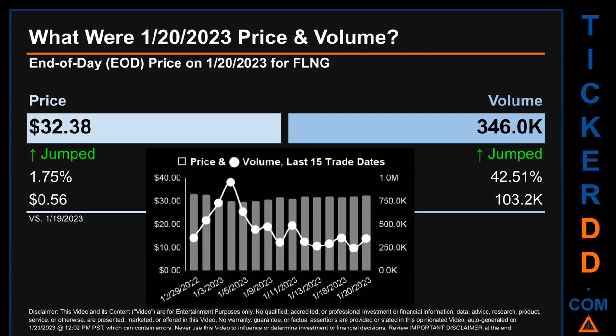Across a range of $3.45, the max and minimum end-of-day price were respectively 33.22 and 29.77. Volume saw a range of 709.7 thousand, from a day low of 242.8 thousand to a day high of 952.5 thousand.